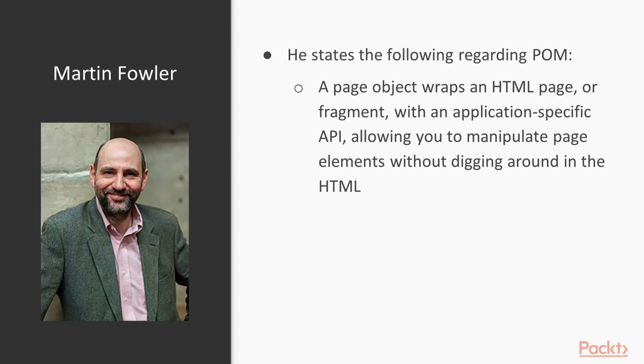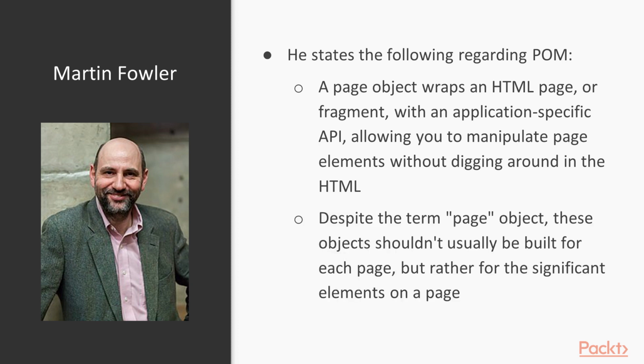A page object wraps an HTML page or fragment with an application-specific API, allowing you to manipulate page elements without digging around in the HTML. Despite the term page object, these objects shouldn't usually be built for each page, but rather for the significant elements on a page. End of citation. What a man.